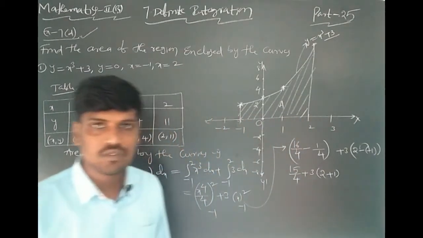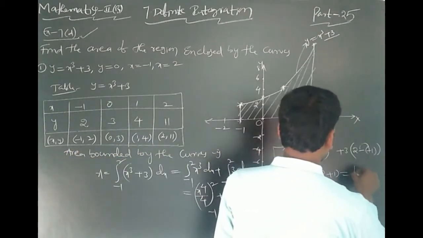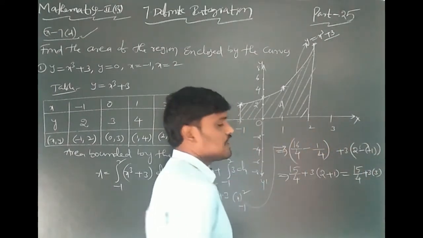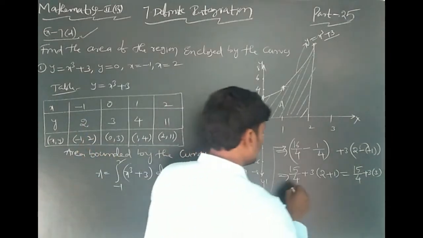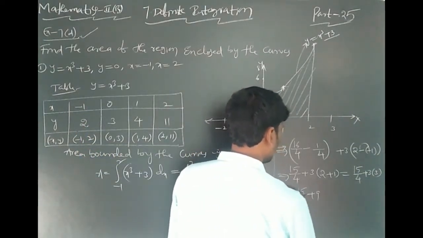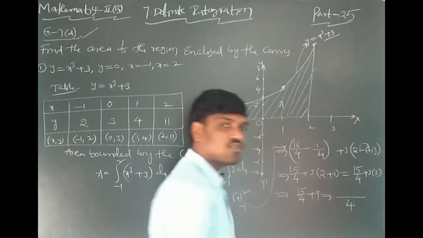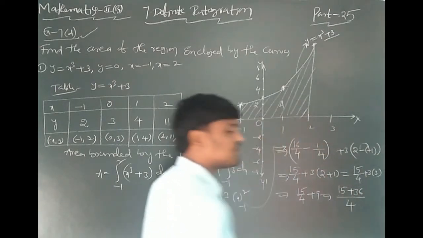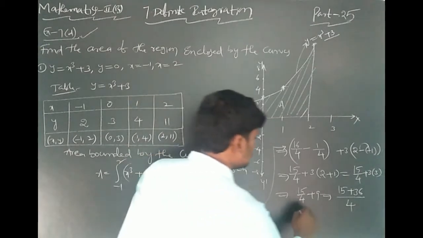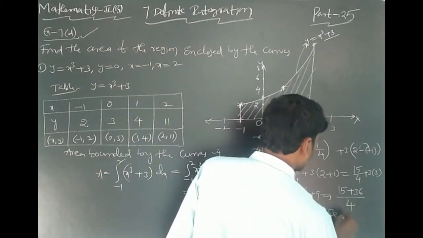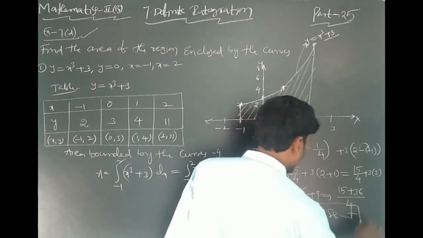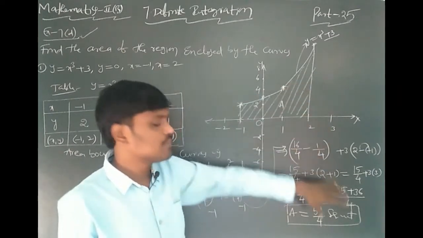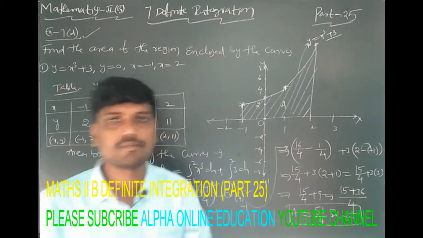16 by 4 minus 1 by 4 is 15 by 4, plus 3 into 2 plus 1, which is 3. So 3 times 3 is 9. You get 15 by 4 plus 9. We have to take the LCM, which is 4: 15 plus 36, which is 51. Therefore 51 by 4 square units is the area bounded by the curves.